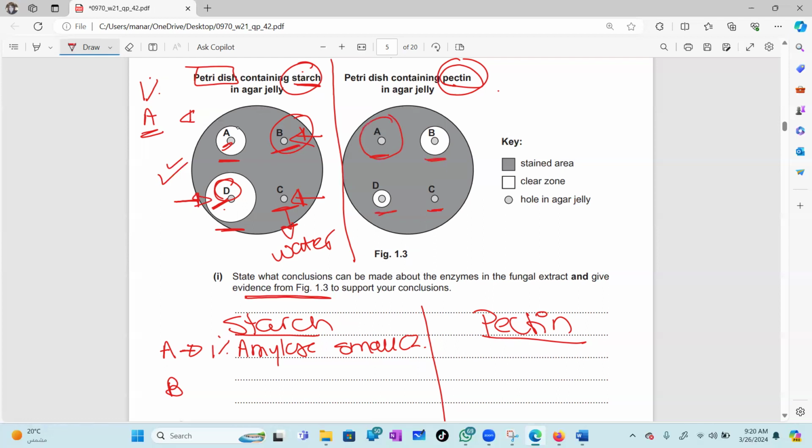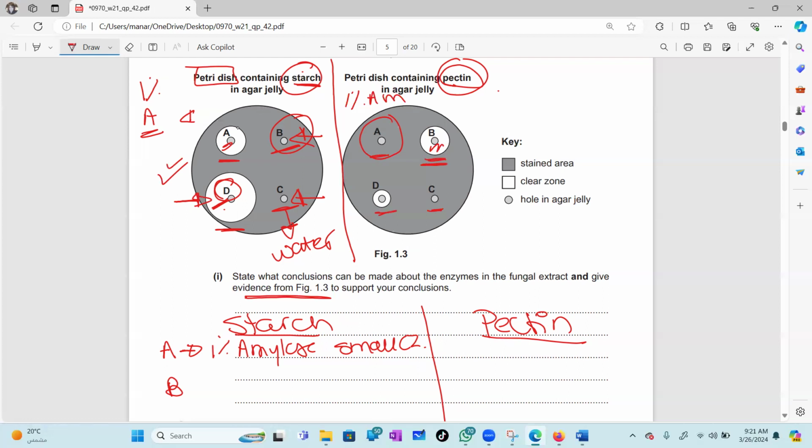What will you say about A? A contains 1% amylase. In A, is there any clear zone? No, there is no clear zone. Why? It doesn't contain any starch. Exactly. A is 1% amylase. There is no clear zone around A because there is no starch. Finished. Now, what do you say about B? B contains 1% pectinase. Is there a clear zone or no clear zone? There is a clear zone. There is a clear zone because some pectin was digested.